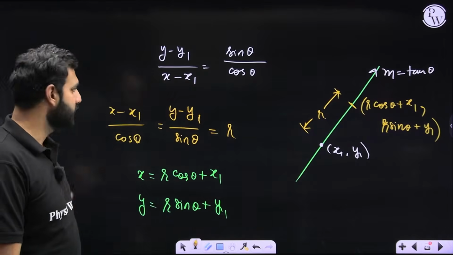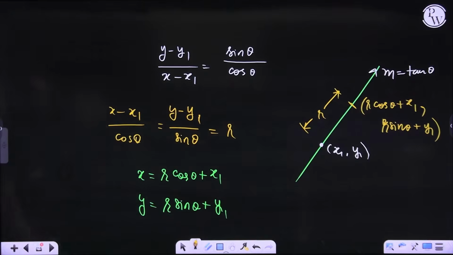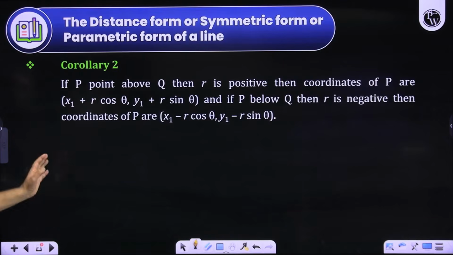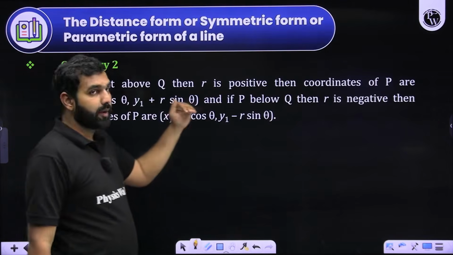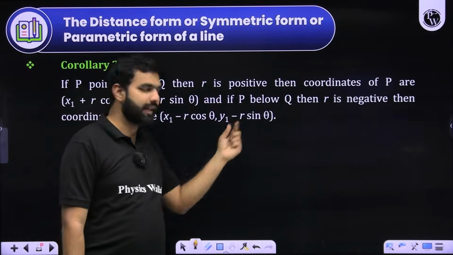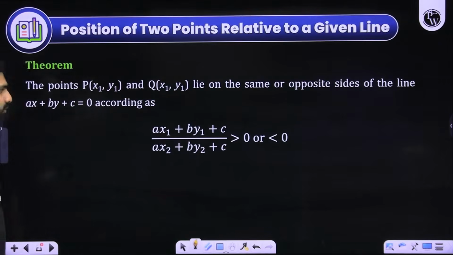There is no confusion on this parametric form of a straight line. You're able to bring this great conclusion very clearly now. That's exactly what we have discussed. So I hope this is all what I have already told you. Now, this is the corollary. If I'm going 5 units away, I'll say plus r. If I'm going 5 units downward, I'll say minus r. That's exactly what I've already told you. So don't get confused with this part.